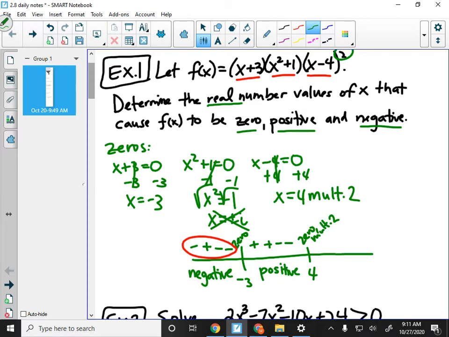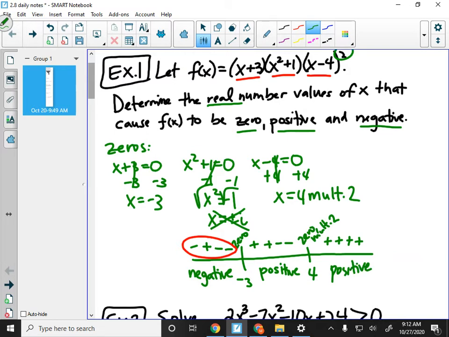And then finally, I need to pick a number to the right of 4. So to the right of 4, that'd be like 5. So 5 in that first piece. 5 plus 3 is 8. That's positive. 5 squared, 25, plus 1, positive. 5 minus 4 is 1, but there's two of them. Positive times a positive times a positive times a positive is a positive.